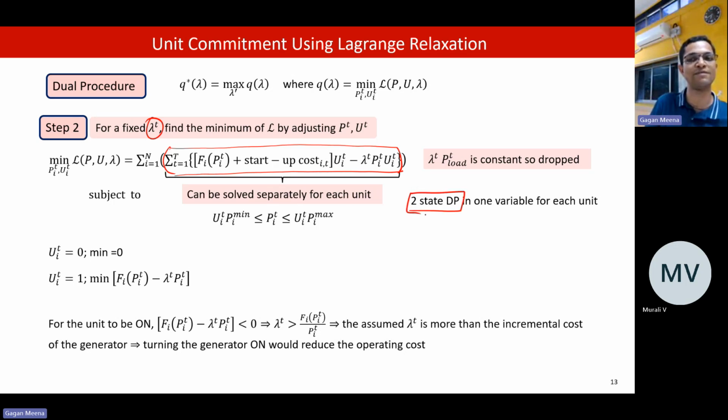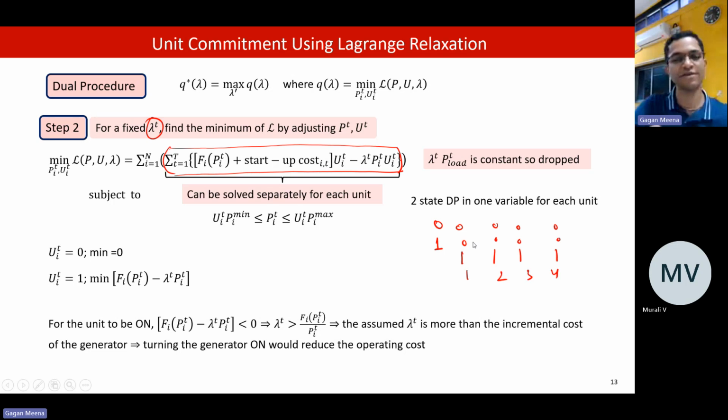Two-state dynamic program. There are only two states, either 0 or 1 for each time block. Let's say there are 4 time blocks, 1, 2, 3, 4. And for each time block, we have only two states, 0 or 1. Now we just want to find out what the optimal path should be.